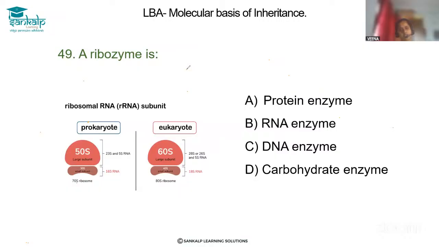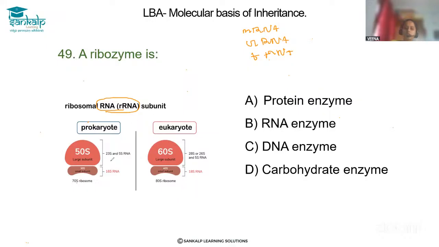Let's solve question 49. A ribosome is... So dear student, you have studied the three types of RNA, right? One is mRNA, that is called messenger RNA, rRNA, that is called ribosomal RNA, and tRNA, that is called transfer RNA, right? So here the ribosome belongs to rRNA, because it is a part of rRNA. That is called ribosomal RNA.